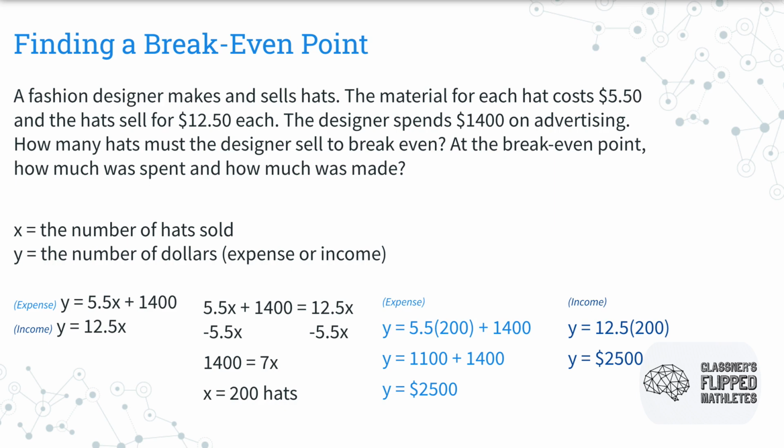At our 201st hat, we have made money. And at our 199th hat, we are still losing money. We have spent more than we've made. So exactly at 200 hats, we've broken even. We have not made nor lost any money. It's almost as if the enterprise didn't exist.